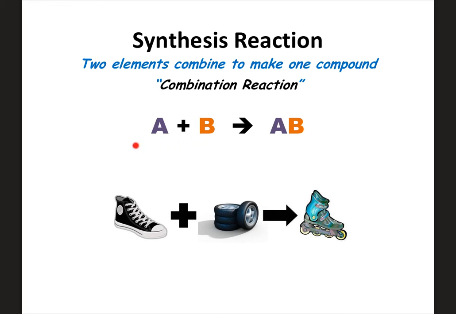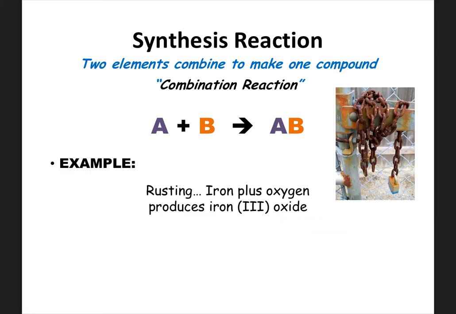So by analyzing the reactants and seeing that it's an element plus an element, that tells you immediately that it's going to be a synthesis and they're going to come together to form a compound. A nice little real world example of this: you take a shoe, put some wheels on it, and you end up with some roller skates or some Heelys. That would be a synthesis reaction. A good real world example of a synthesis reaction is rusting. Iron reacts with oxygen in the air to form iron 3 oxide. It's a chemical reaction taking place.